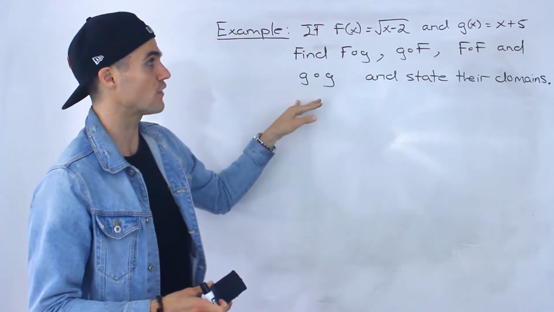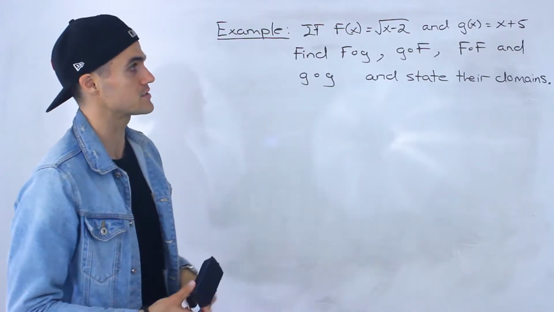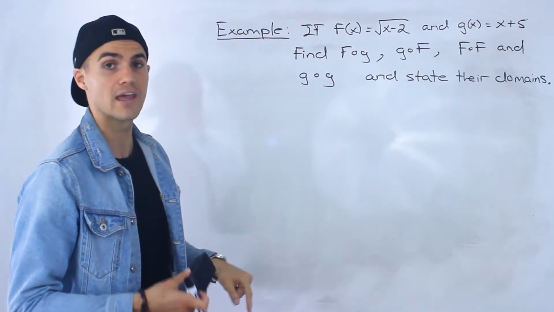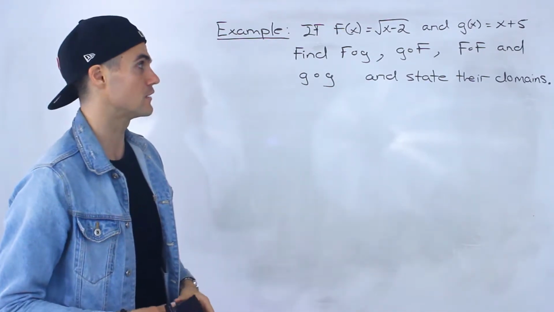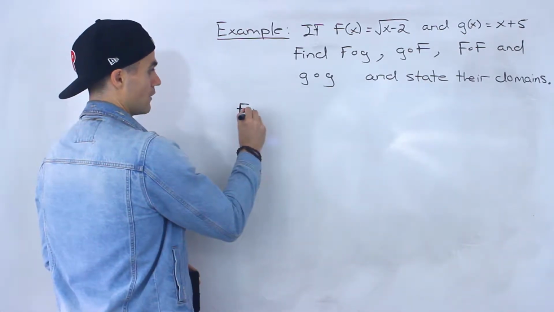So we've got these four functions that we have to state, given that f of x equals the square root of x minus 2 and g of x equals x plus 5. And then we have to state the domains of each function. So let's start off with this f of g.